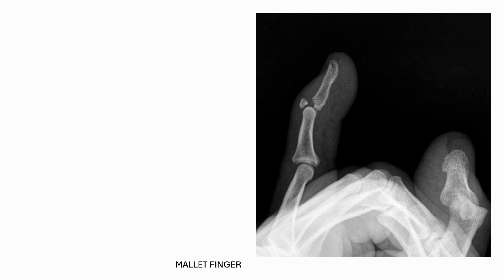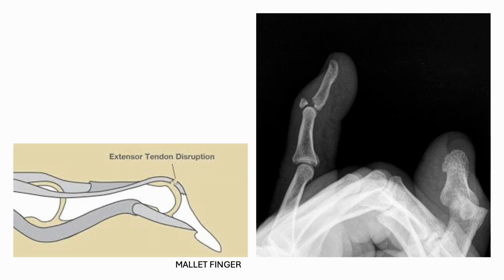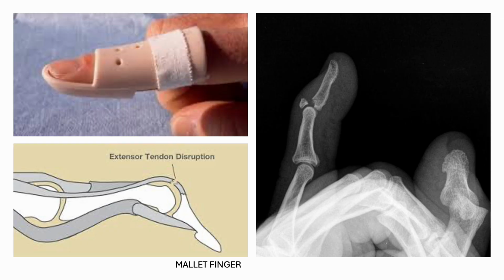Next, this is commonly seen, a mallet finger, an avulsion of the extensor tendon. The extensor tendon will avulse and take that chip of the distal phalanx, and the patient will present with a flexed distal interphalangeal joint. You need to put them in a mallet splint, and they can be followed up in the orthopedic clinic.